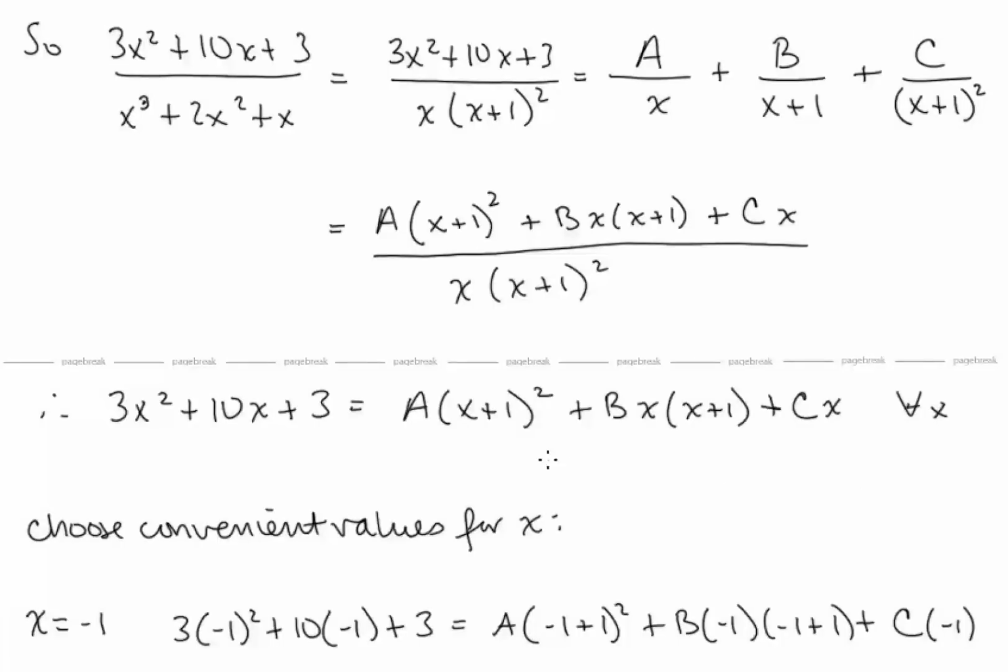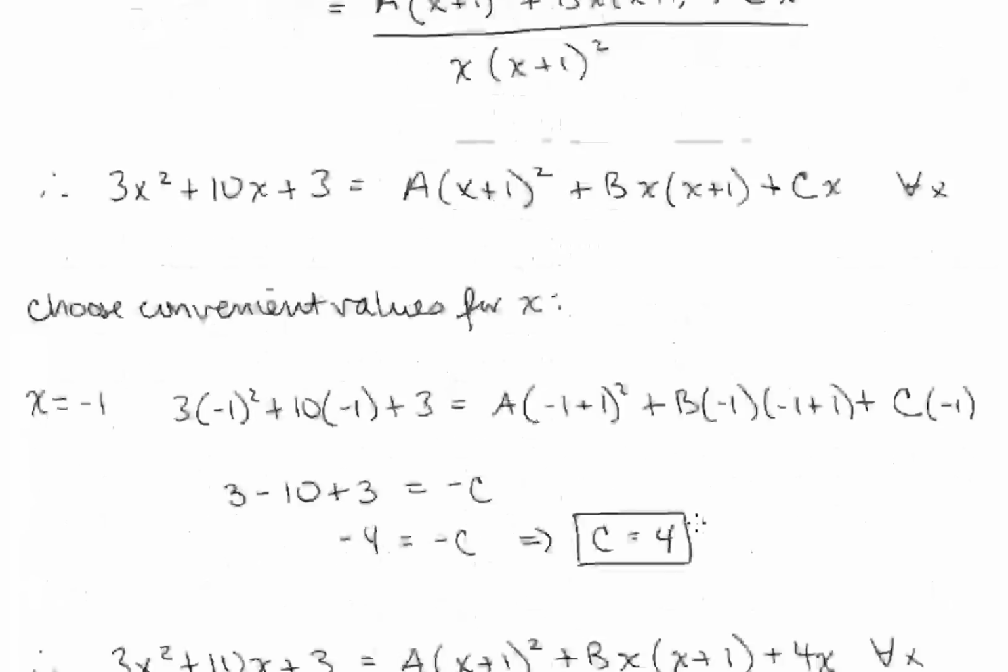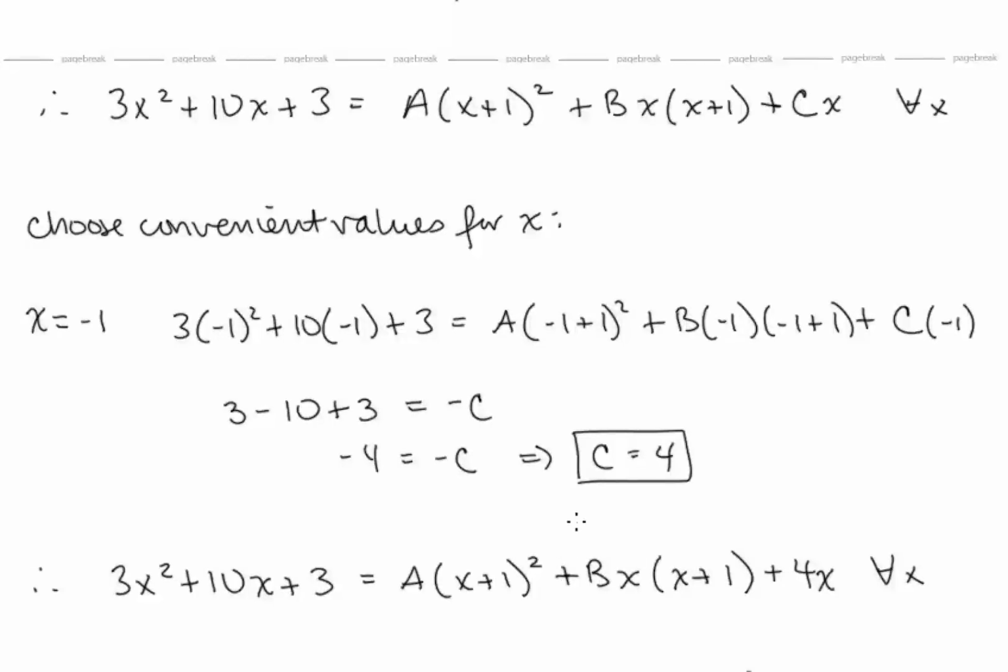The first convenient value I notice is x equals negative 1. That's going to make the first two terms go to 0. And we're left with negative c on the right-hand side. And so we have negative 4 is equal to negative c, or c is equal to 4. Now we take this 4 and let's plug it into the original equation. And so now we know that this is true for all x. Now we have our 4 in there.